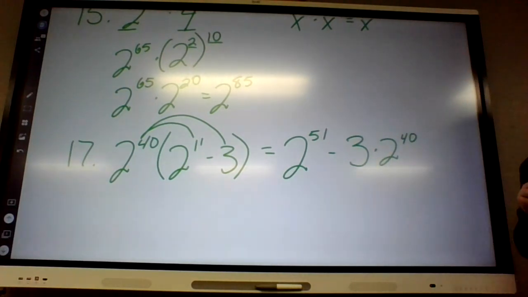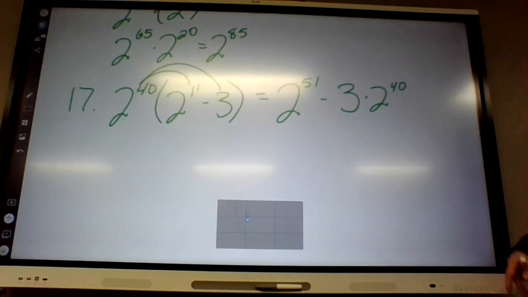Doesn't really work. That doesn't equal 6, by the way, because exponents come before multiplication, so you can't do 3 times 2. There's not really a simpler way to write that.